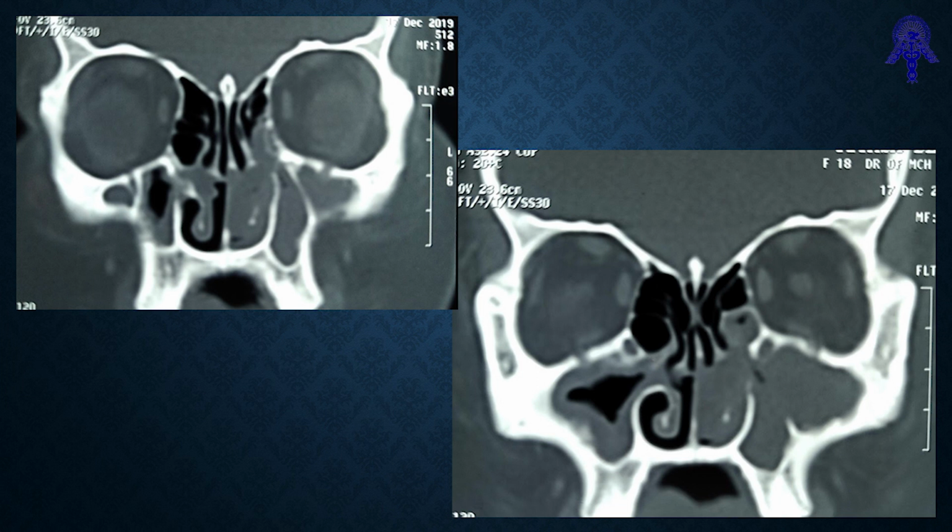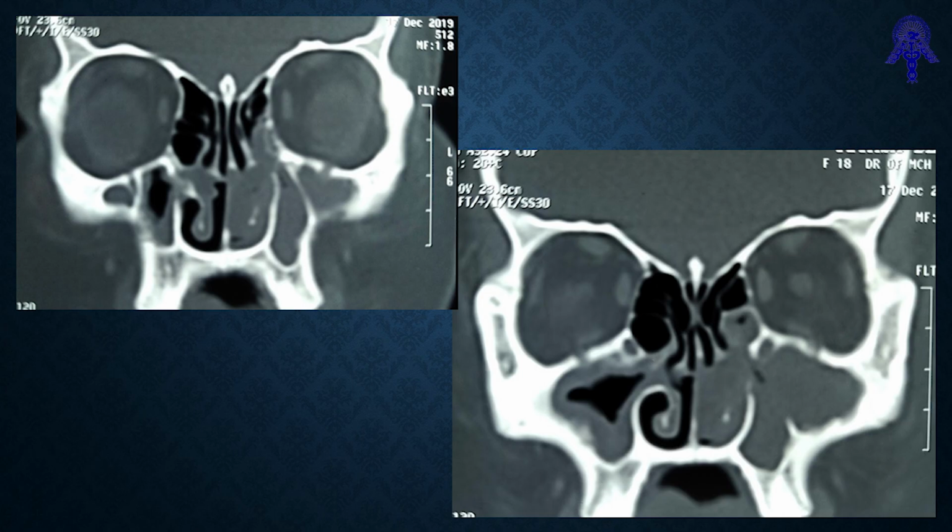The bilateral. What is it showing? Showing the right side opacity, homogeneous opacity, fully covering the right side of the maxillary sinus. Sorry, left side of the maxillary cavity. Fully occupying the left maxillary sinus and entering into the nasal cavity, the left nasal cavity. Most probably a polyp.